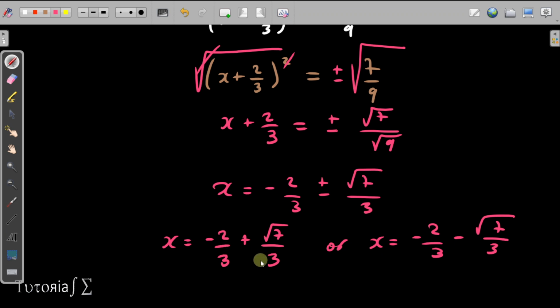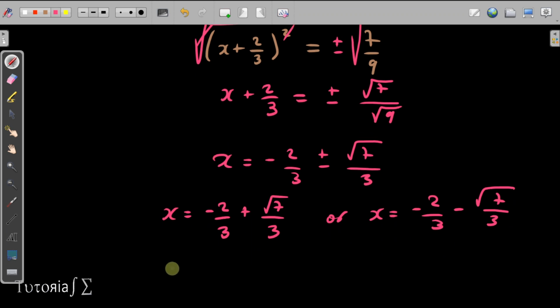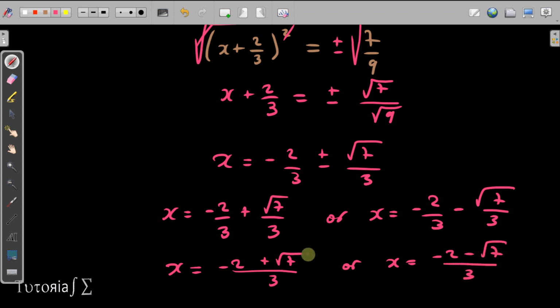So here we just have to simplify. For instance, x is equal to negative 2 plus root of 7 over 3, or x is equal to negative 2 minus root of 7 all over 3. We can simplify this using our calculator, and the answers we get will be the answers.